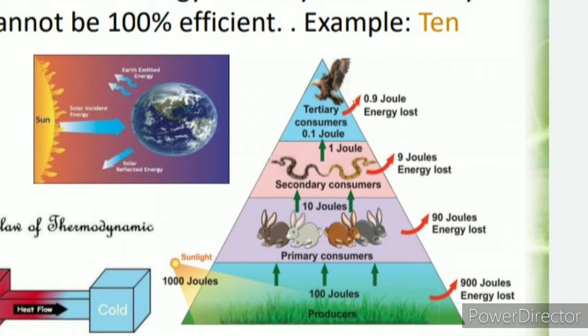Likewise, in the next trophic level, carnivores which eat herbivores store only 1 joule of energy and the remaining 9 joules is lost. Finally, the carnivores are eaten by tertiary consumers which store only 0.1 joule of energy and the remaining 0.9 joule is lost in the environment. Thus, at each successive trophic level, only 10% energy is stored. This law is called 10% law.